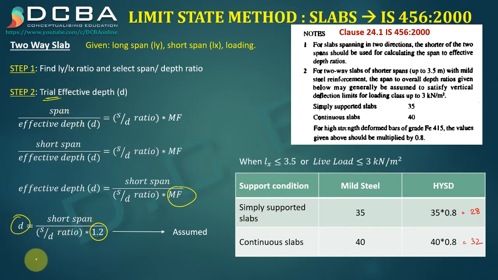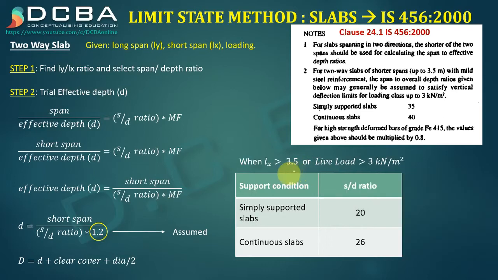From effective depth we can find the total depth: D equals d plus clear cover plus diameter. For this diameter we can use 10 or 12 mm most probably. If required more than that, then we can use those diameters as well. Now this was for Lx less than 3.5 and live load less than 3. What will happen if Lx is greater than 3.5 and similarly live load is greater than 3? Then we will use these span to depth ratios, which we have already seen and which are used for beams. And if it is a cantilever slab, the span to depth ratio is 7, which is not mentioned here, but we have seen that clause before.